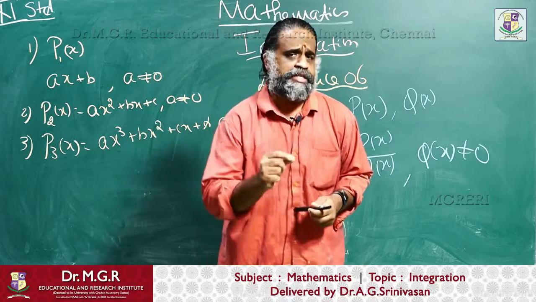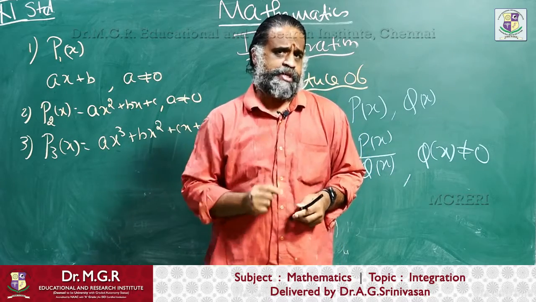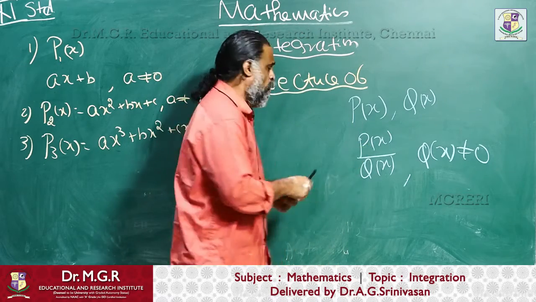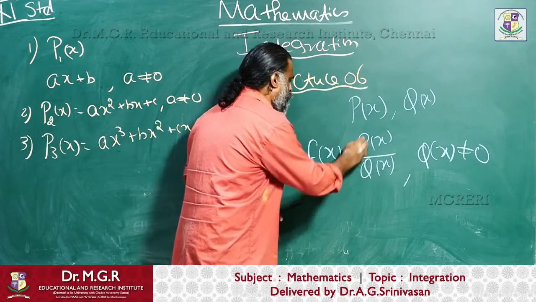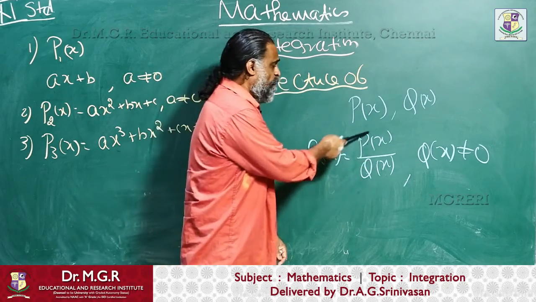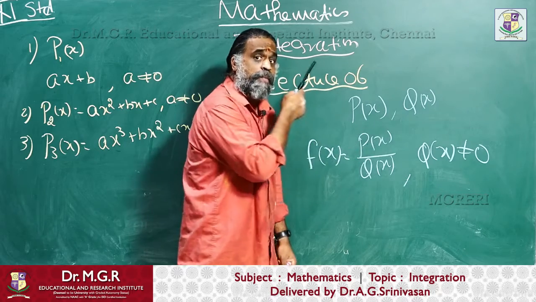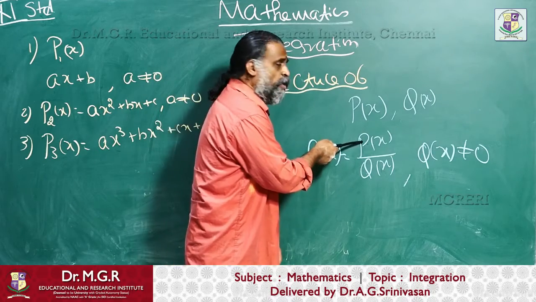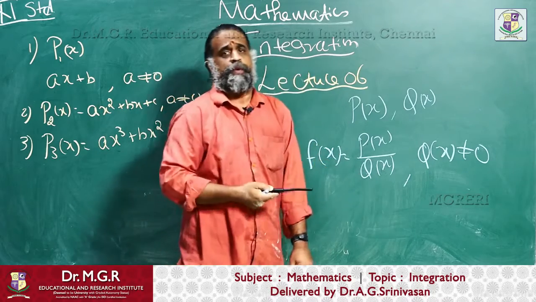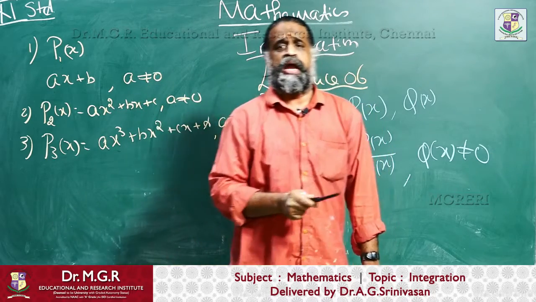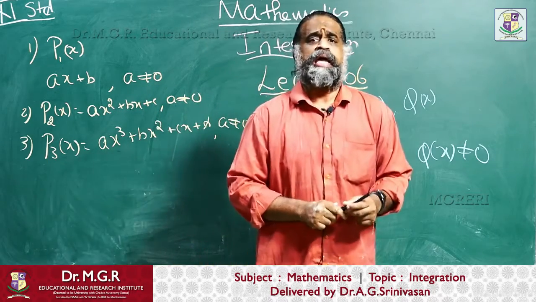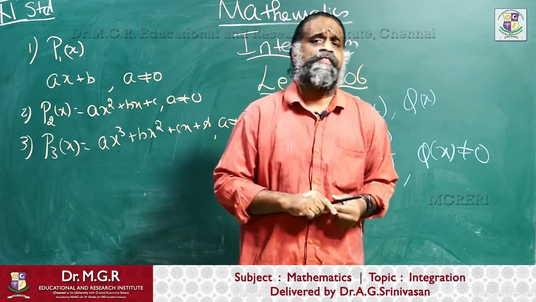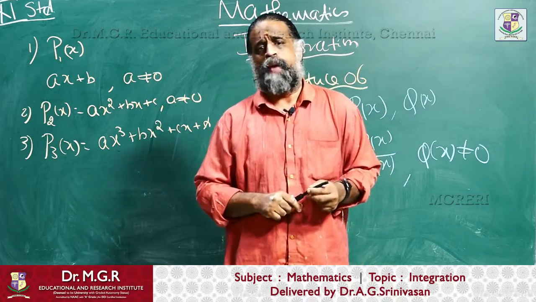Now, we have discussed what a rational function is. If the degree of the numerator of the rational function, which I call f of x equal to p of x by q of x, is more than the degree of the denominator, or the degree of the numerator is equal to the degree of the denominator, we will not investigate such problems. They are called improper fractions. So we will not study improper fractions. Partial fractions are applied only for a proper fraction.